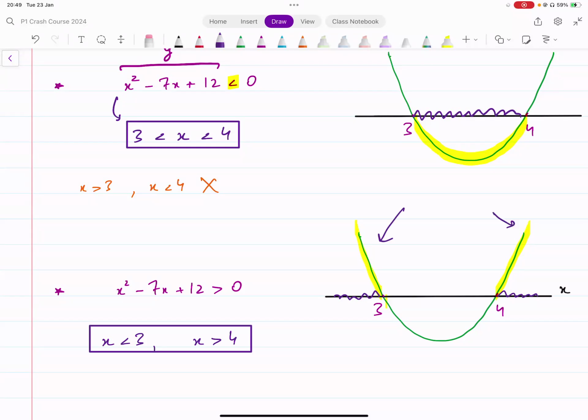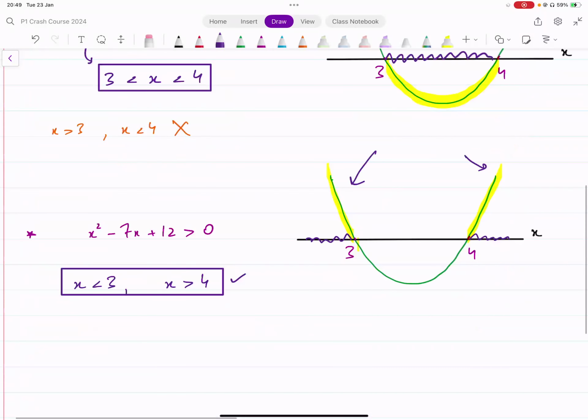You have one region on the left side, less than 3, and you have one region on the right side that's greater than 4. The number of regions is 2, so the inequalities also have to be 2. In the first case, it's one single region, so it has to be written as a single inequality. This would be your answer in the first case. In the second case, it would be two inequalities like this.